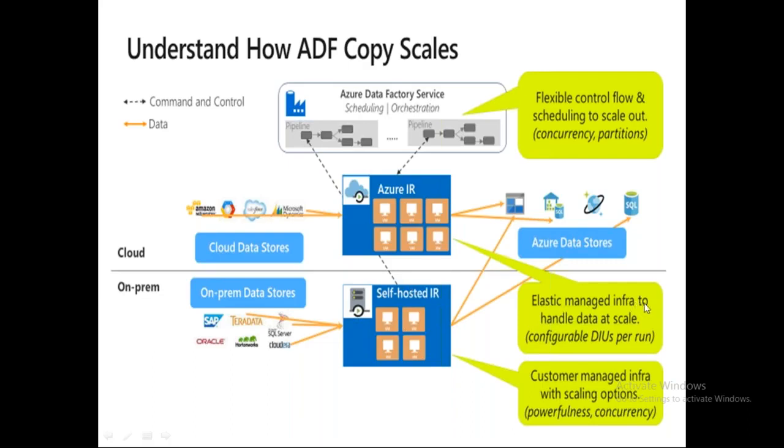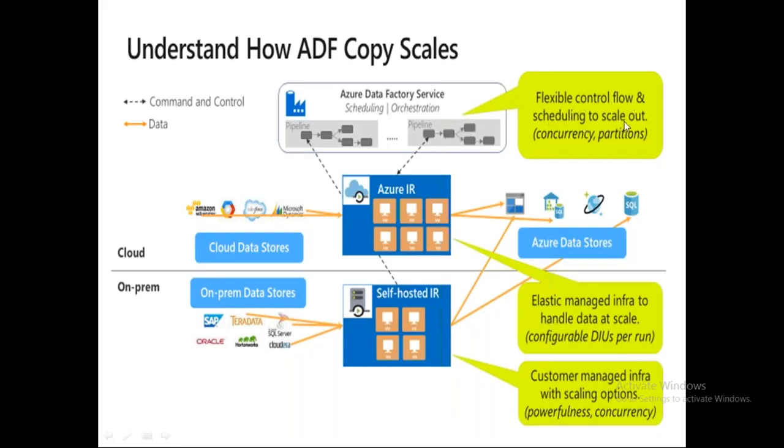Now Azure IR means elastic managed infra to handle data at scale, with configurable DIUs per run. So for each run, you can configure how many DIUs you want. Next, this is the pipeline which is copying data from cloud to cloud.